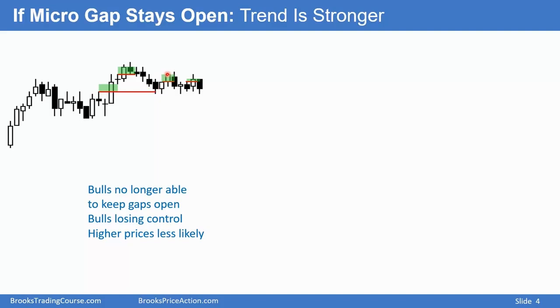At this point, we have a gap between this close and the high of that bar, and the gap closed on the next bar. And the same thing here, a gap between the close of this bull bar and the high of the prior bar, but the gap closed on the next bar. We're getting gaps that are closing, and therefore the bulls are not as strong as they once were, and it reduces the chances that we're going higher.